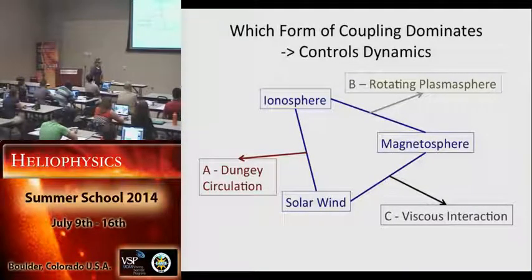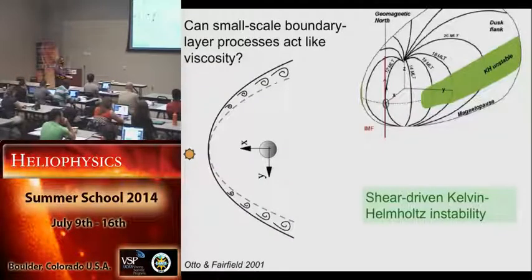So I want to come back to the fundamentals of this coupling system. We've talked about coupling between the magnetosphere and the ionosphere. That's the rotating plasmasphere. We've talked about Dungey circulation, which is really coupling between the ionosphere and the solar wind. But there's also an interaction that could happen between the solar wind and the outer layers of the magnetosphere, which we could describe as a viscous interaction. And I'll tell you a little bit about how this works.